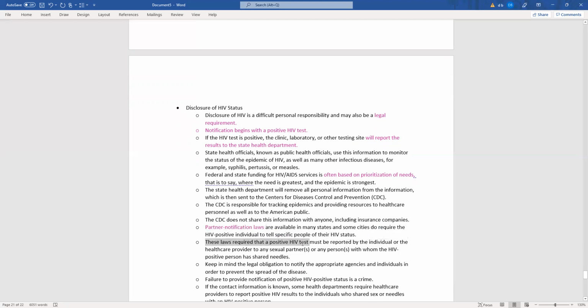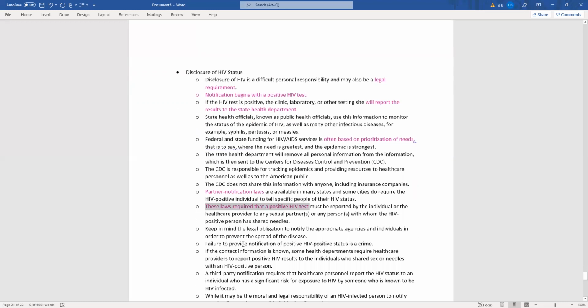Hold on, because y'all need to know this. So keep in mind that the legal obligations to notify the appropriate agencies and individuals are in order to prevent the spread of disease. Failure to provide that notification is, underline this, failure to provide notification of HIV positive status is a crime.